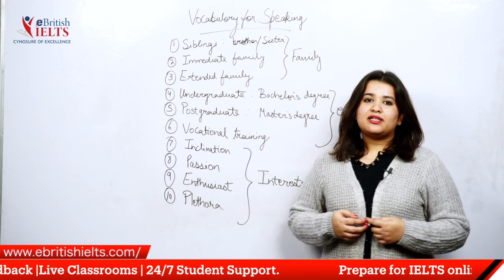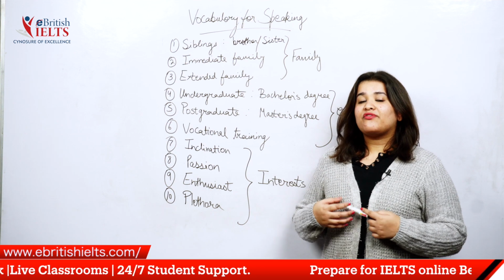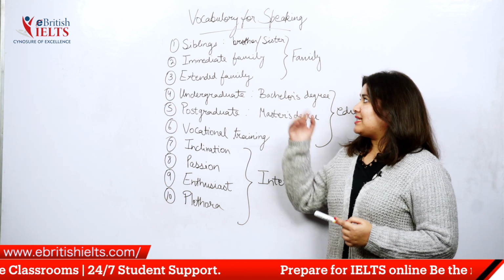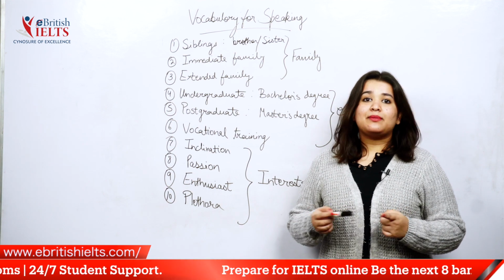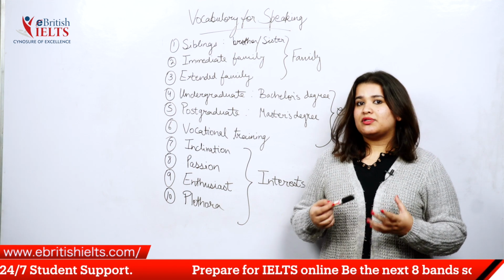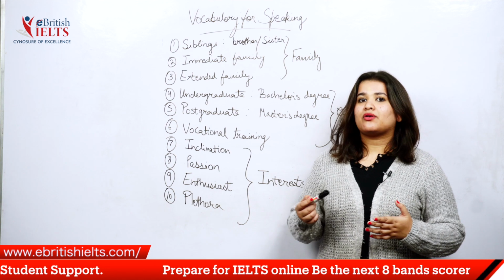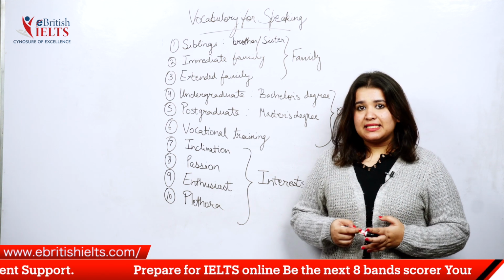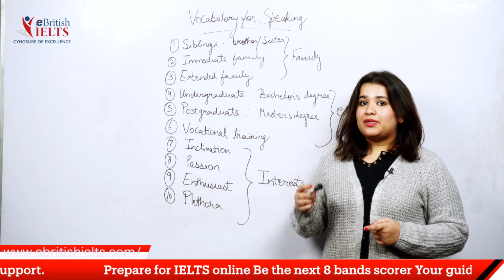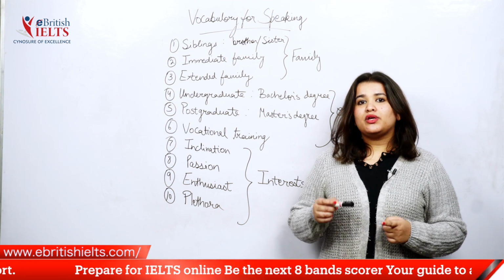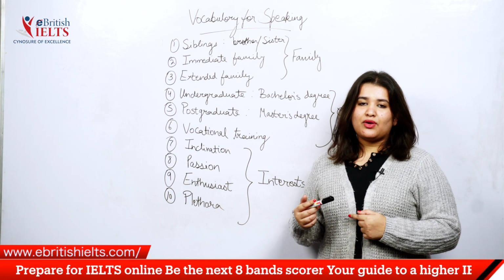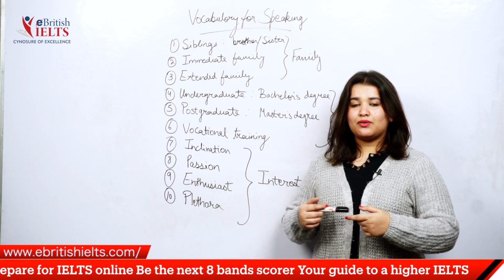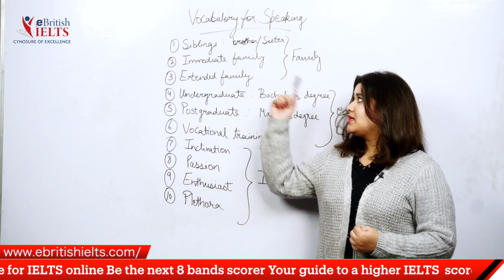So the first word that you can use when you're talking about your family is siblings. Now siblings means either your brother or your sister. It can be either your younger brother or older brother, your younger sister or your elder sister. Now remember, siblings does not include your cousins. It is only the blood relation, your sister or brother, that is included in siblings.